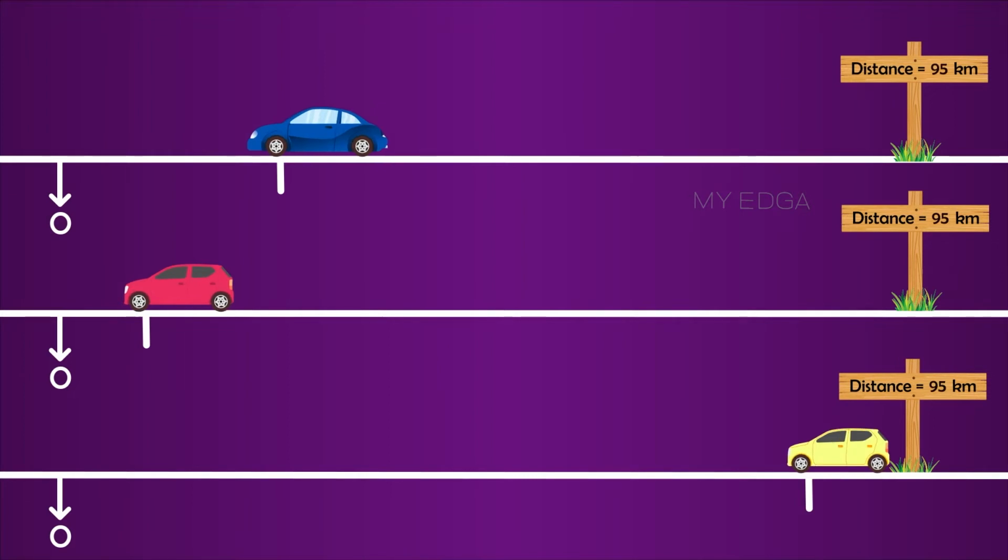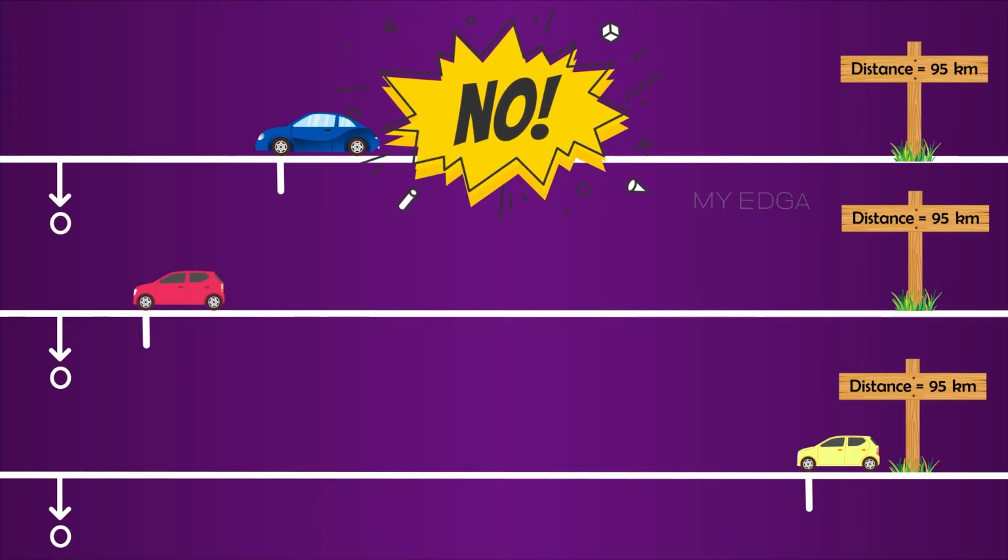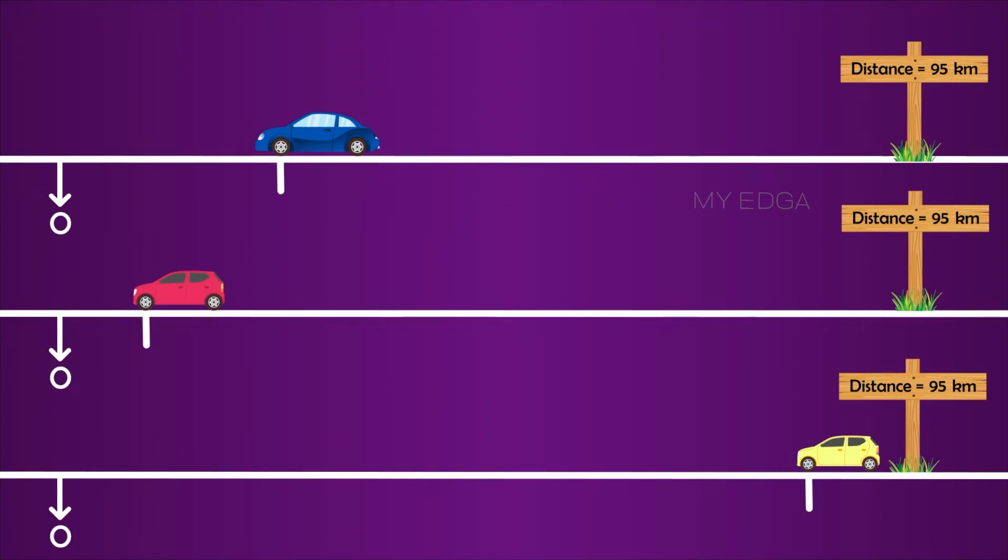Now, look at the final position of the cars. Did they all stop at the same final position? Not exactly. The final position is different for the cars, and they are at different positions from the origin, even though they covered the same distance of 95 kilometers. Hence, to specify how far an object is from its origin, we can't rely on the magnitude of distance.